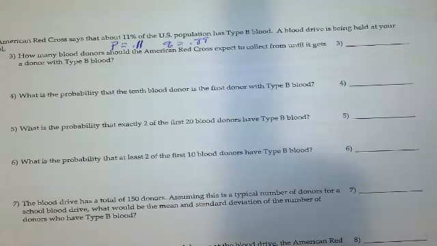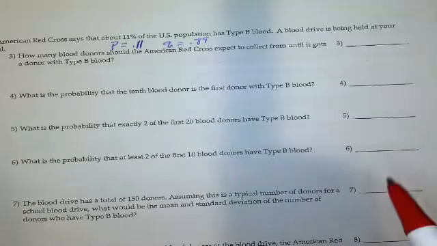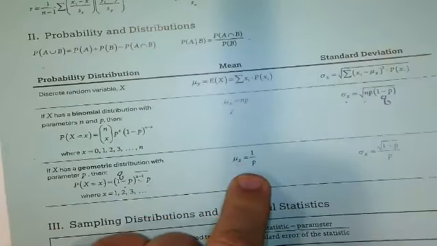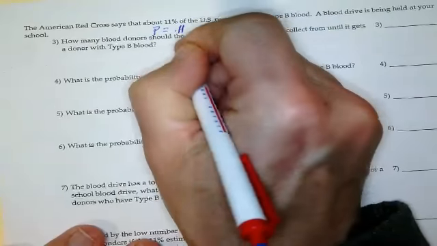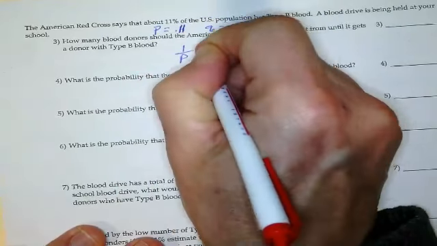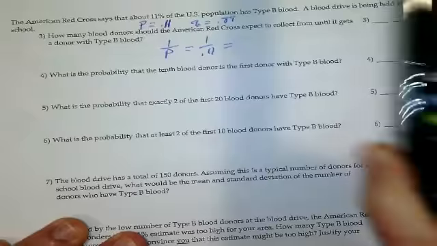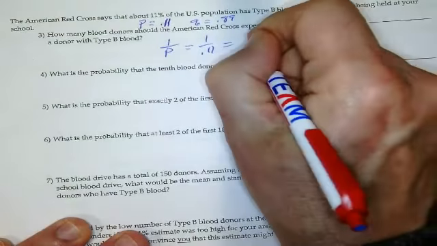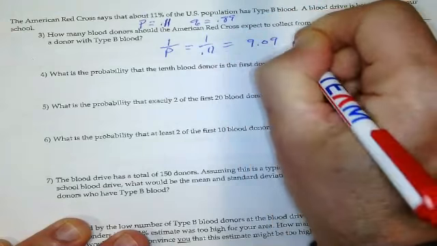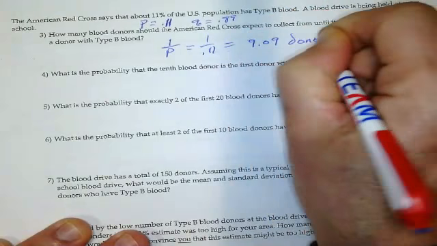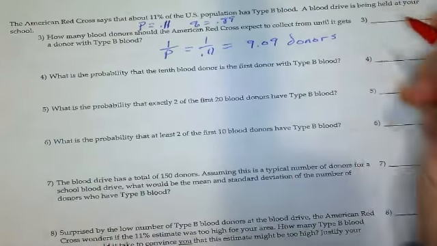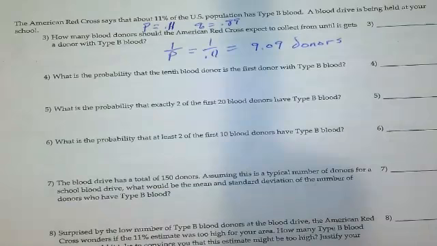All right, I'll remind you, formula page, expected value. We want our first success. This means it's geometric. To find the geometric mean is 1 over P. So this is 1 over P equals 1 over 0.11 equals 9.09, wasn't it? 9.09 donors. You can round that up to 10, but I'm going to leave it as 9.09 for right now.